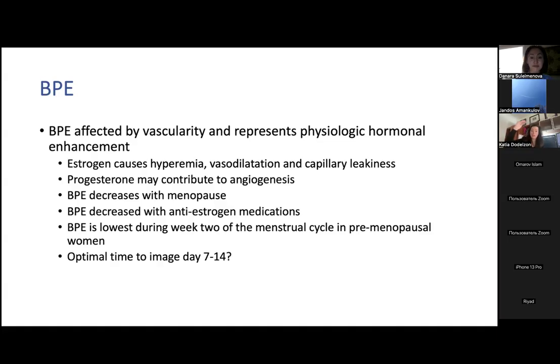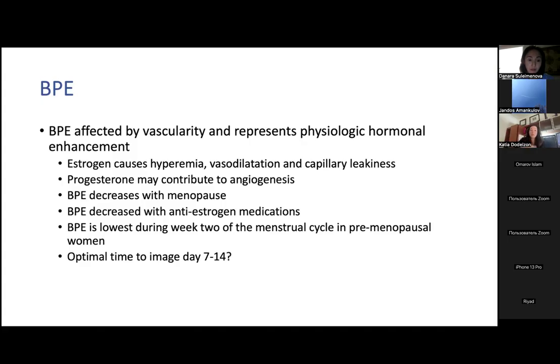So the higher the estrogen level, the more background parenchymal enhancement you will see, because the contrast will leak out of the capillaries and the vessels much faster. Progesterone actually on a monthly basis causes angiogenesis. So there's more vessels that are created. So again, increasing your BPE. As such, you can imagine the higher the estrogen and progesterone, the higher your background parenchymal enhancement will be.